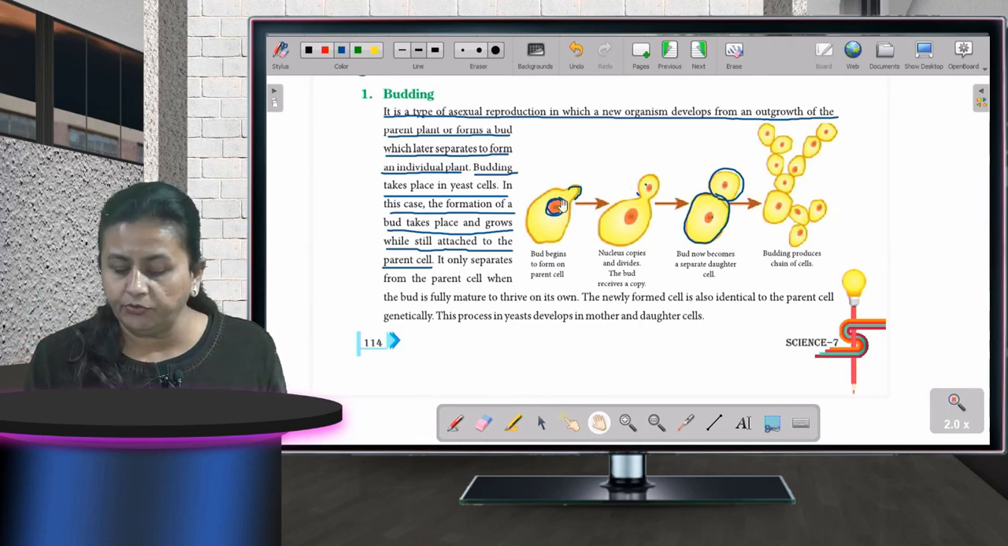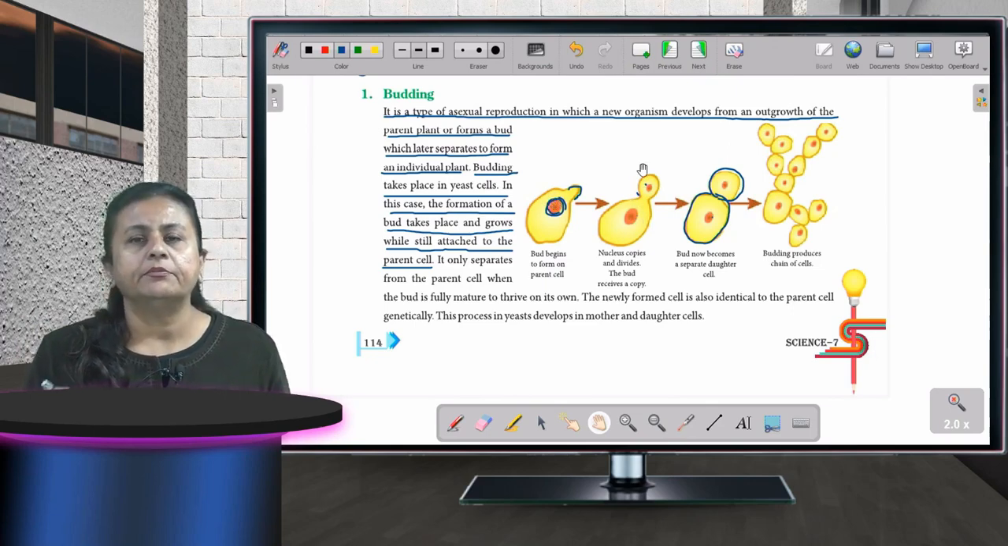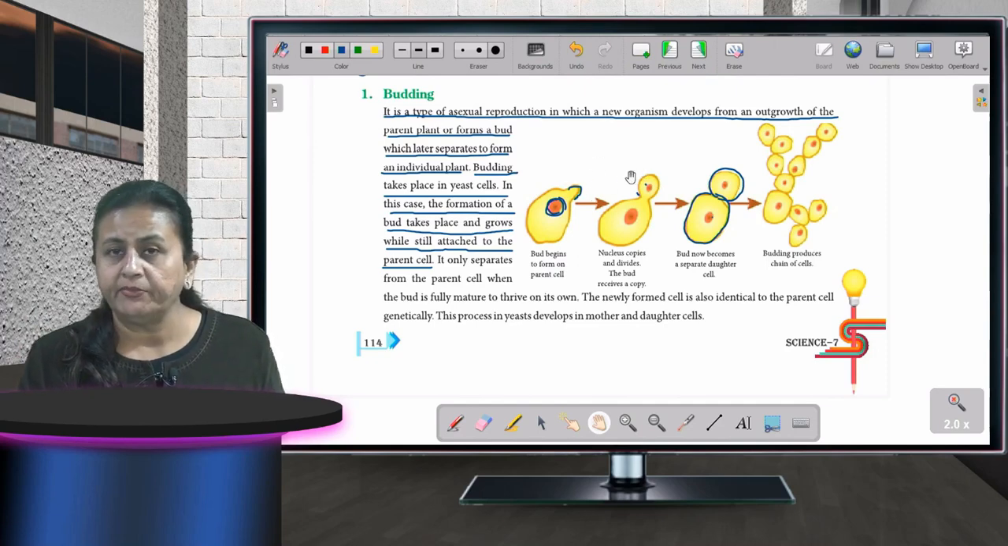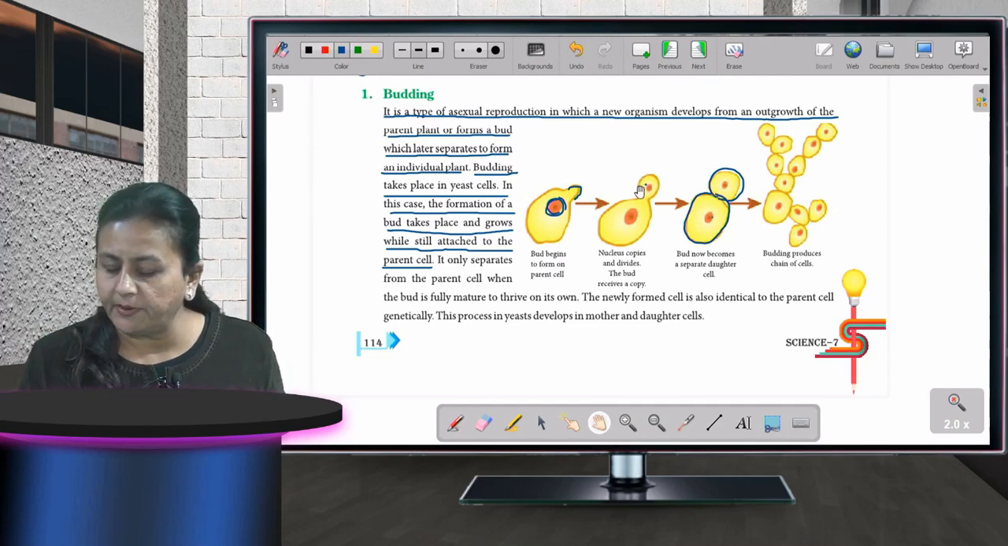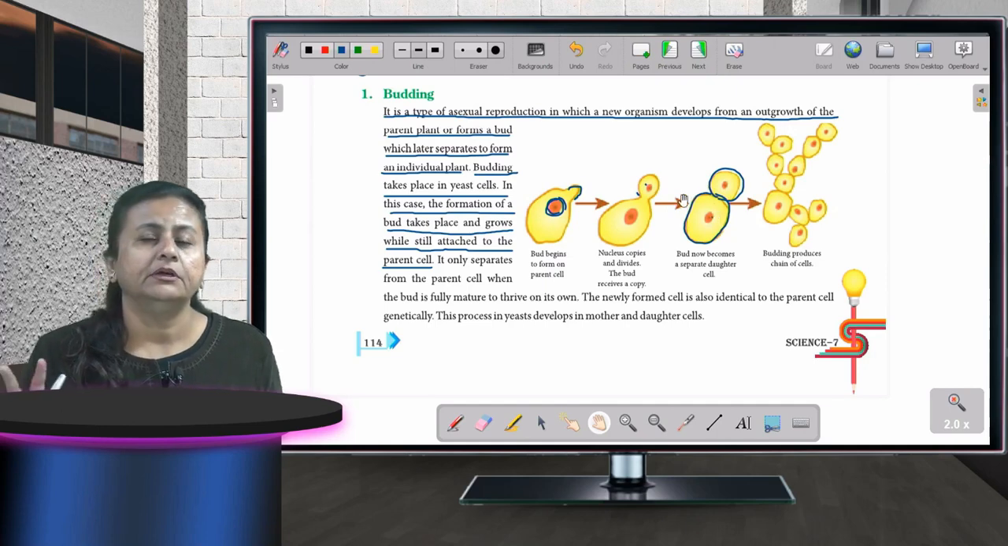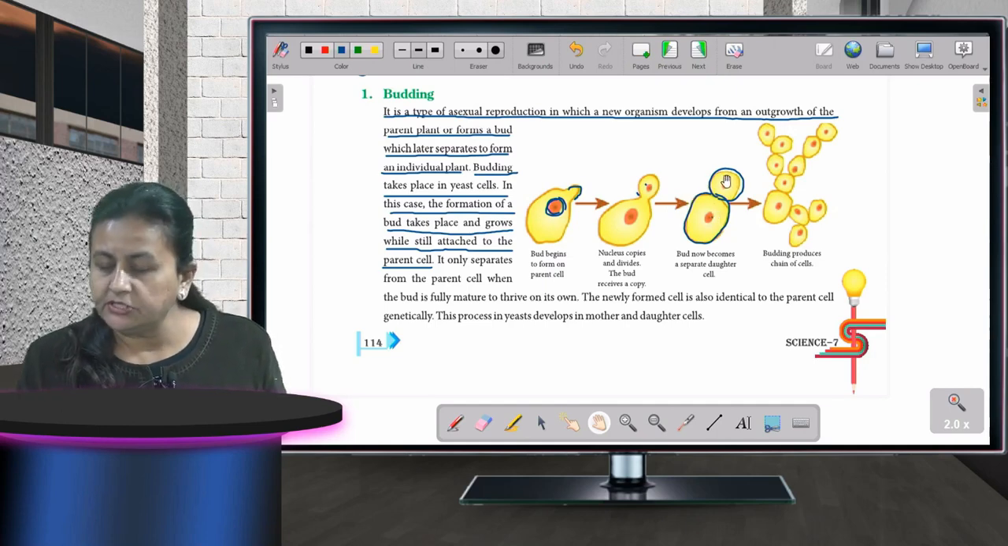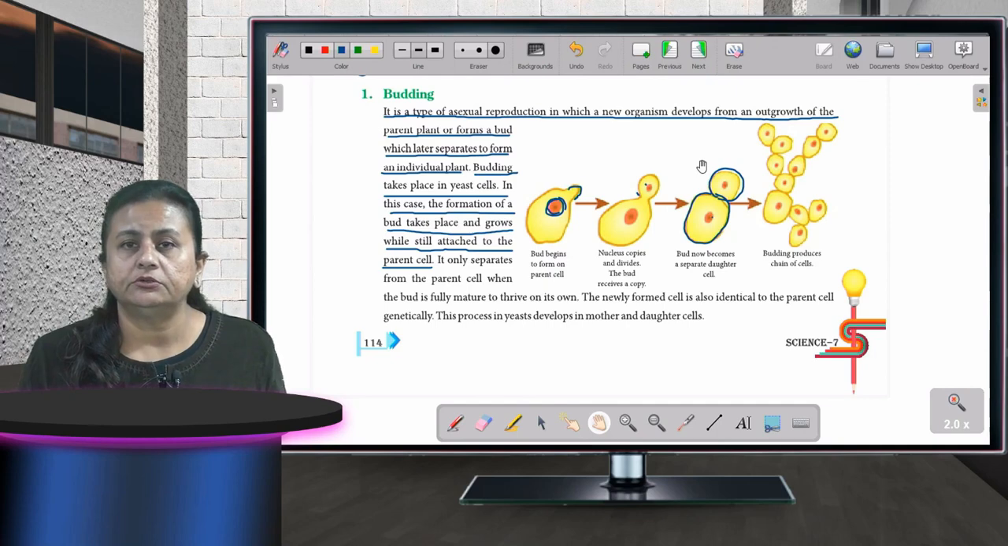It has one nucleus over here, which I have shown you just now. So when this plant wants to reproduce, this projection is there, and when this bud grows, it has a nucleus also. The daughter cell which has developed from the parent cell has a nucleus also.